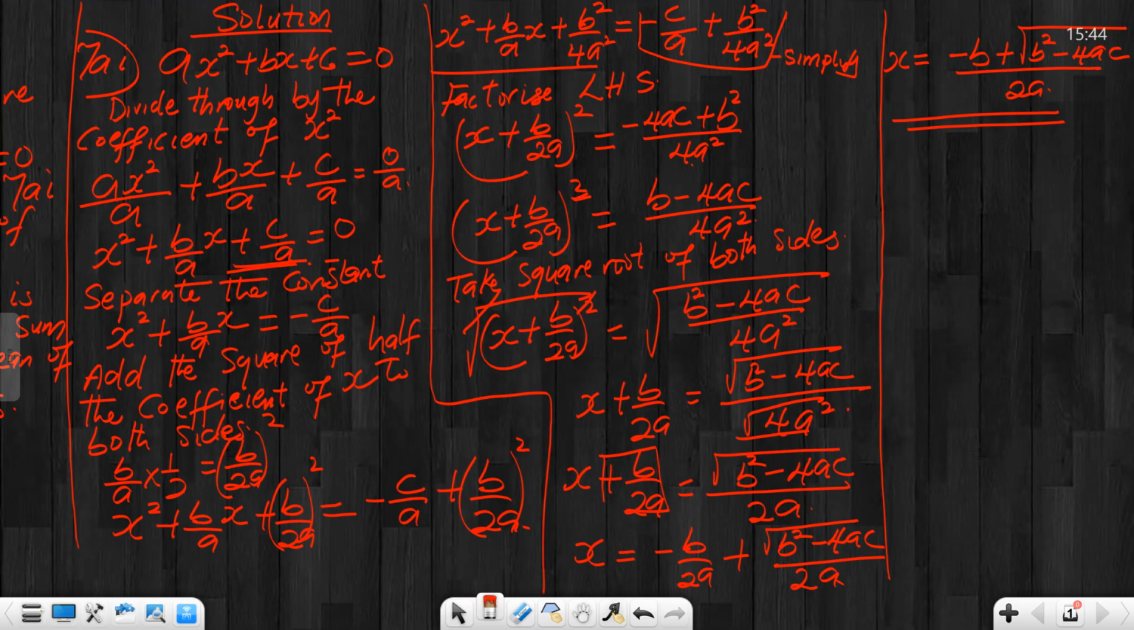So that is using the completing the square method to solve this. Or it can be plus or minus square root of b squared minus 4ac. This is what we call the quadratic formula.